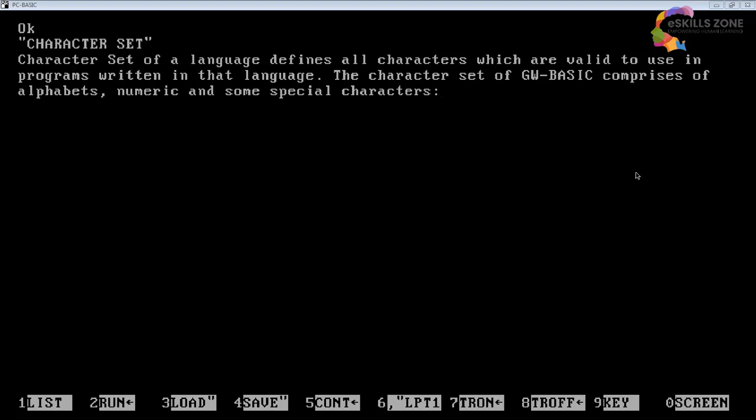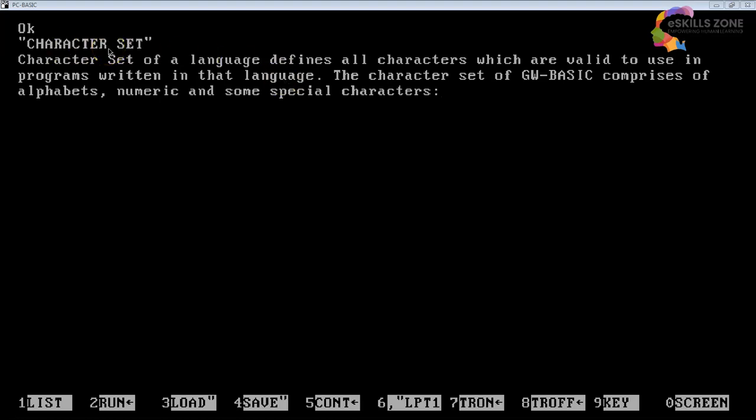Today we are going to learn the character set of the GW BASIC programming language. First of all, we will read the definition of it. The character set of a language defines all characters which are valid to use in programs written in that language.